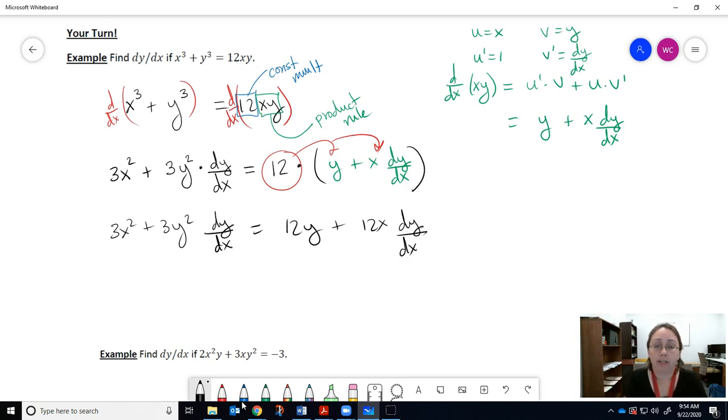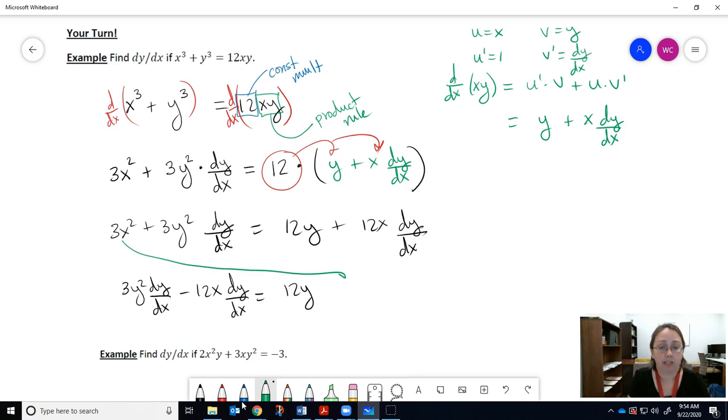Now you're trying to get these dy dx's by themselves, so you have to get them together. So let's keep 3y squared dy dx. Let's bring around the other dy dx, so minus 12x dy dx equals, we already have a 12y on the right. Don't forget to bring your 3x around. So it becomes negative 3x squared.